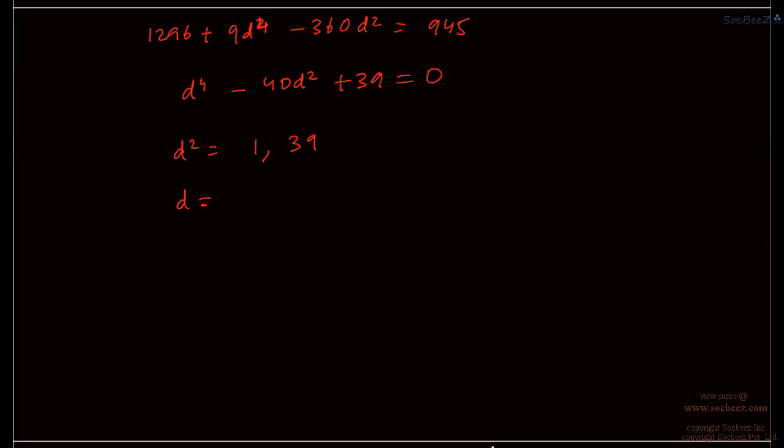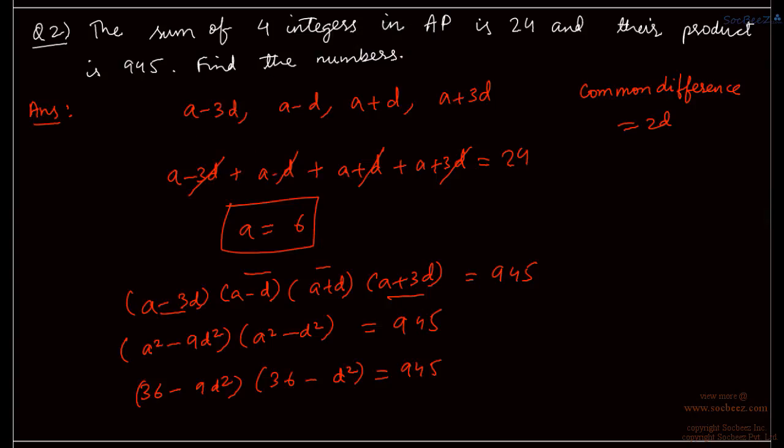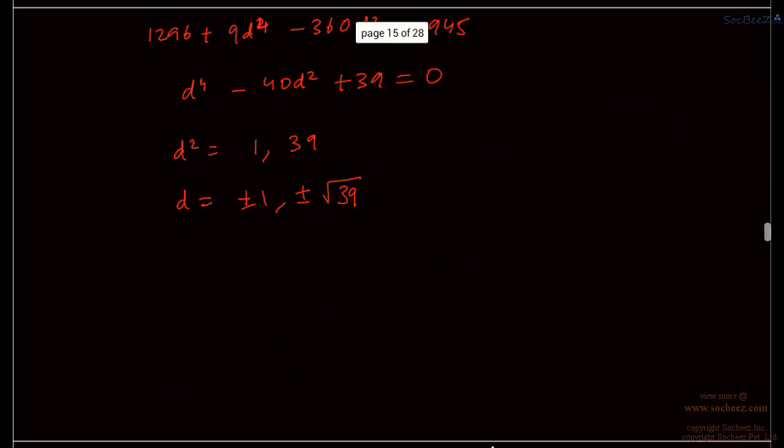Now, once D square is 1 or 39, D can be both plus or minus, right? There is no restriction on this. It can be both plus or minus 1, plus or minus root 39. Now, once D is plus or minus root 39, we see that the question says the sum of 4 integers, right? Our A is 6, but the terms would be like 6 minus 3 into root 39 or minus root 39, and then it is not an integer. So we discard this. We just take D equal to plus or minus 1.